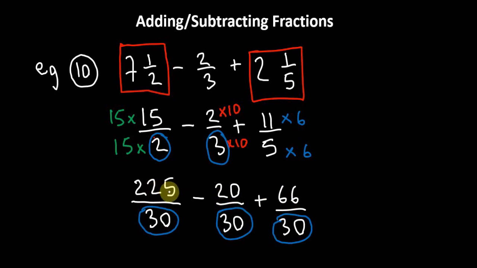So 225 minus 20, of course, that's 205. 205 plus 66, again, that's 271 over the common denominator, which is 30. So again, we got the same answer, just like when we used the LCM method. And this is where we'll be ending this one, guys.